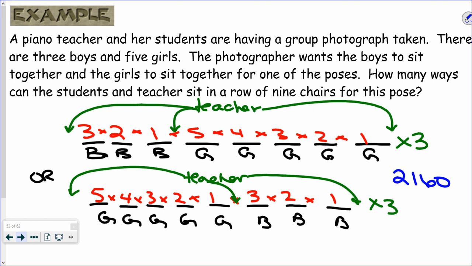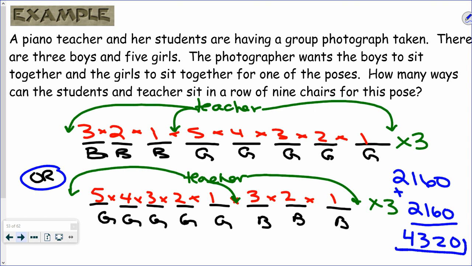Same thing on the bottom. When I punch that in, I also get 2,160. And again, because it's an OR question, whenever you have options, I need to add. So I end up with 4,320 different ways I can arrange those students in a line. So there's an example of using the fundamental counting principle.